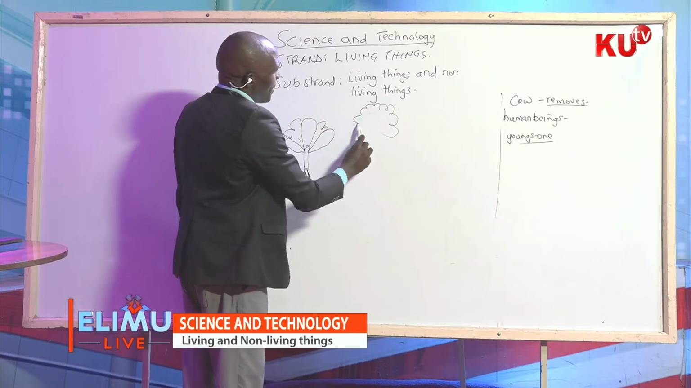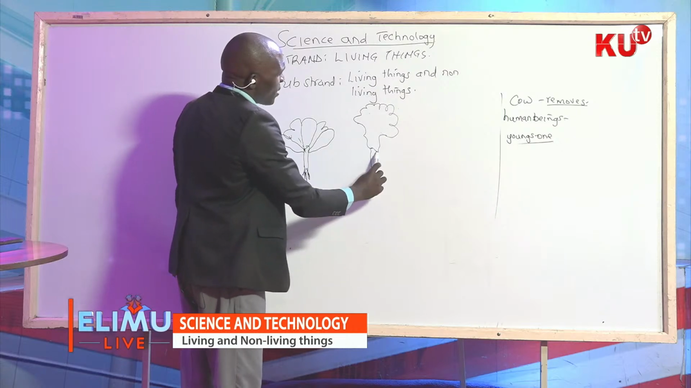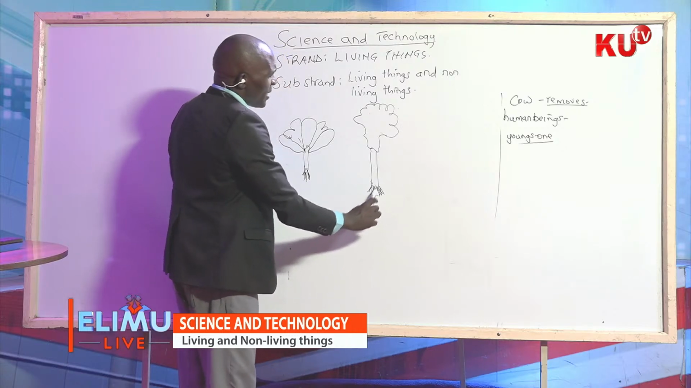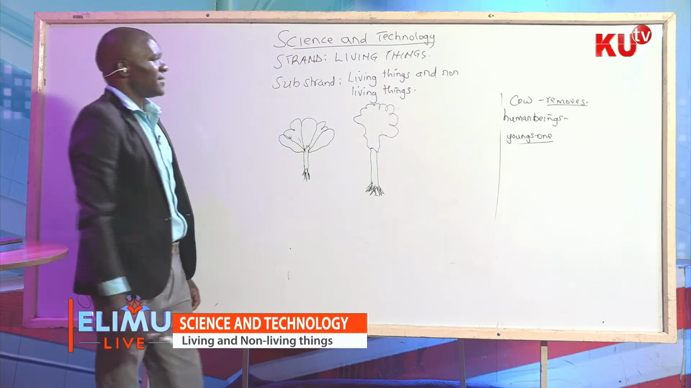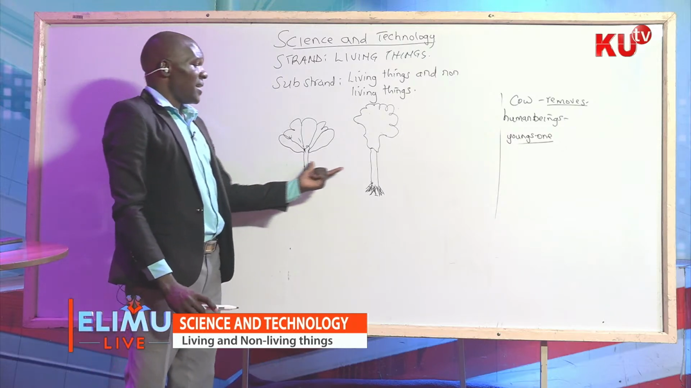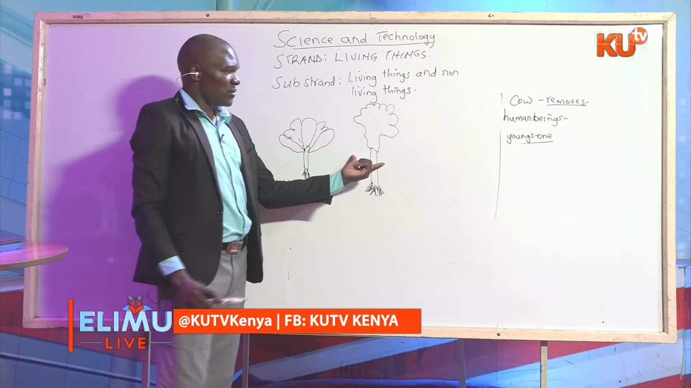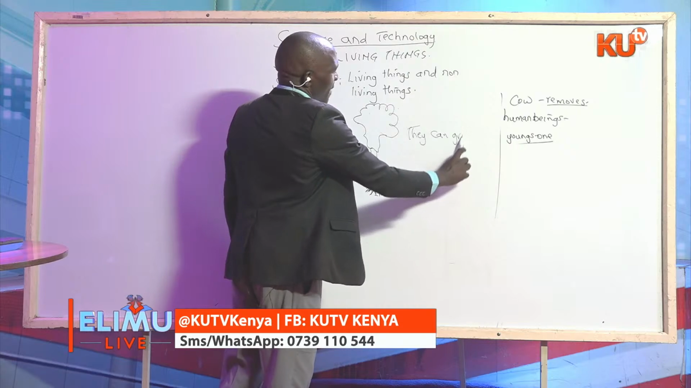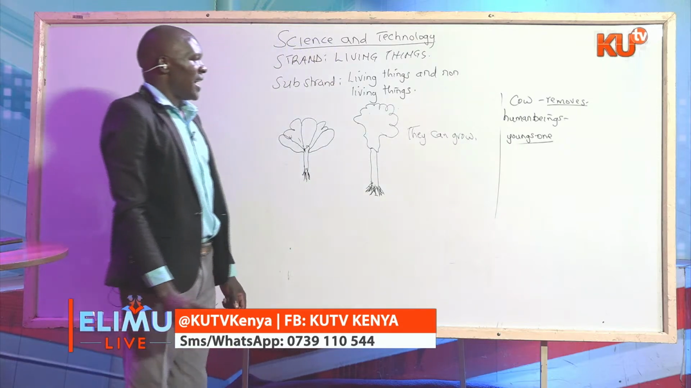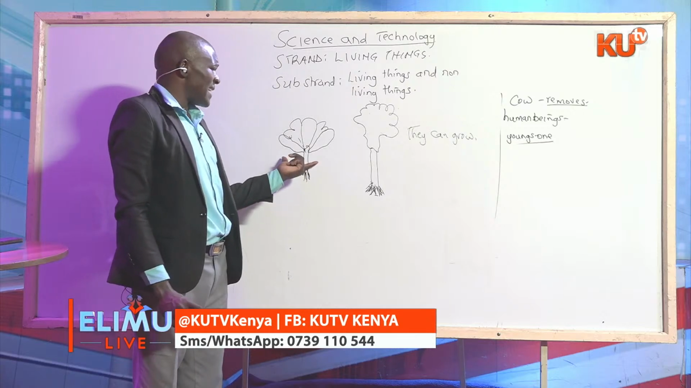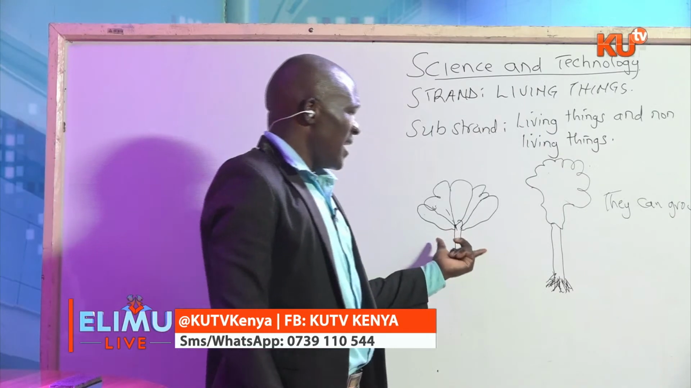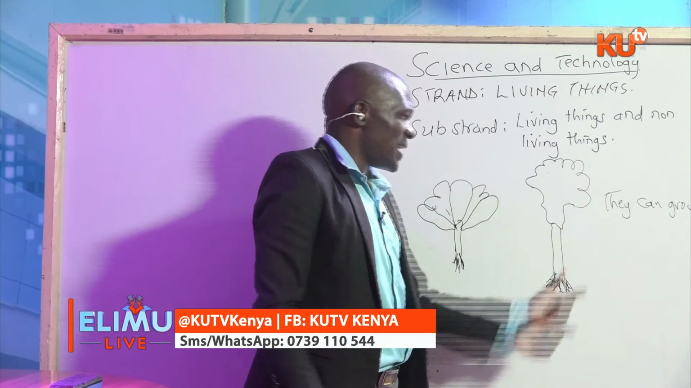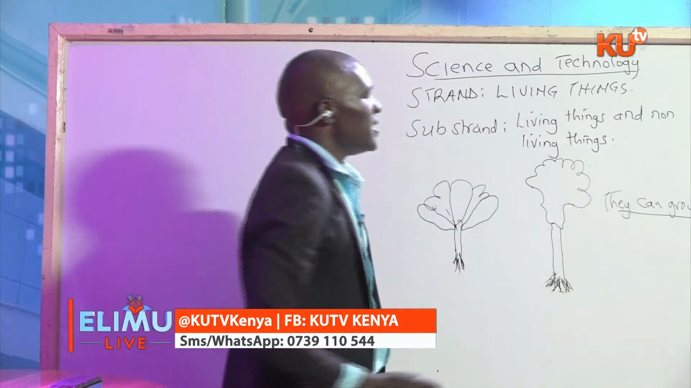As time goes by, you will realize that this plant is growing very fast. This tells you that plants can grow. They have the ability to grow. It started young, as you can see, but after some time you will find it has grown very big. So plants have the ability to grow.